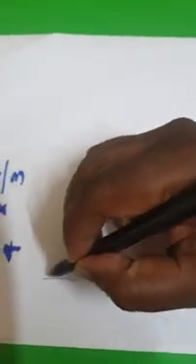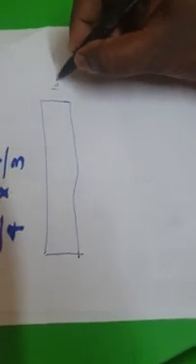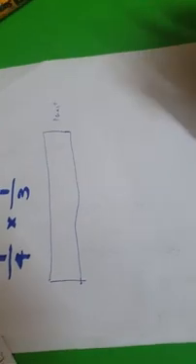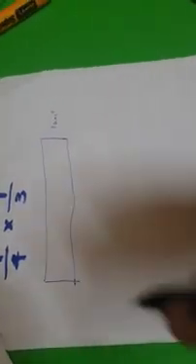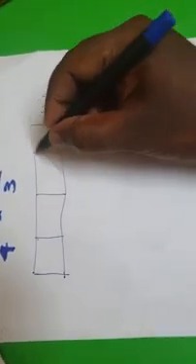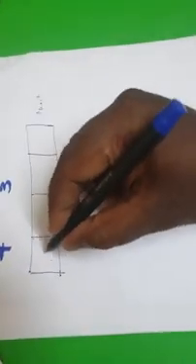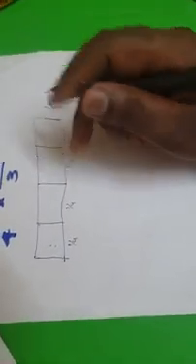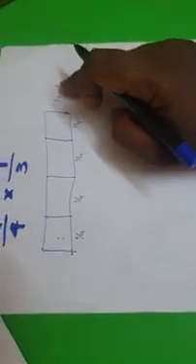Take a paper, an A4 sheet or whatever you can take, and represent it as 1 unit. Divide the paper into 4 equal parts: 1, 2, 3 and 4. So the 1 unit is divided into 4 equal parts. Now one of the parts represents 1 by 4. This is 1 by 4, this is 1 by 4, this is 1 by 4. The sum will be 4 by 4, which is nothing but 1 unit.